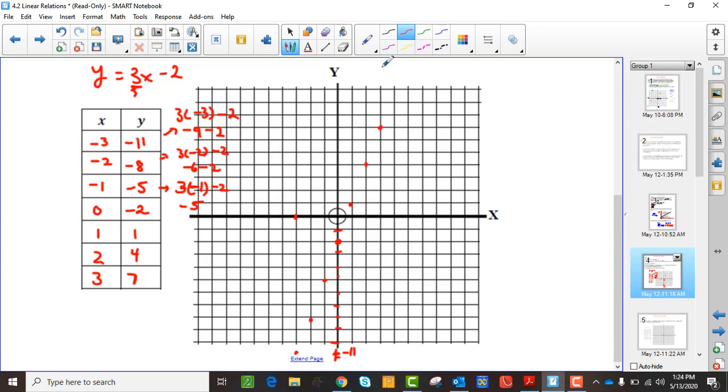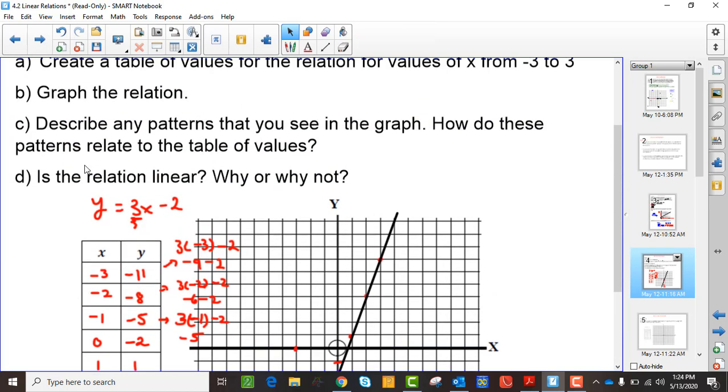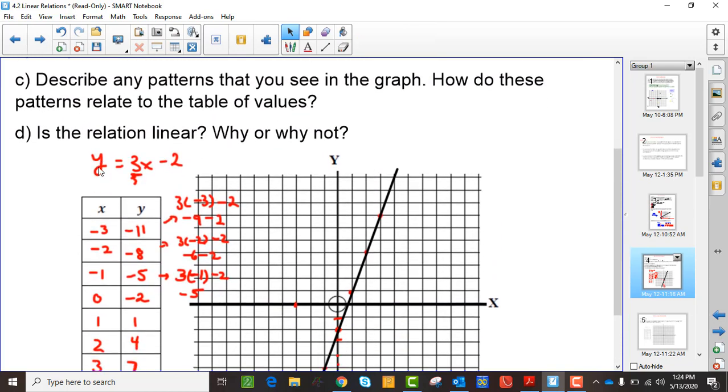And then what you notice is can I actually create a line that will go through all these points? And my eye sort of tells me yes, you can, and it looks like that. All right, and it does actually match all those points. It is linear. So it says, describe any patterns that you see in the graph, and how do you see these patterns that relate to the table of values?